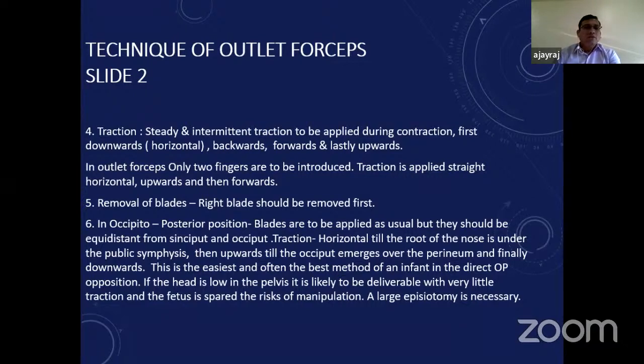Removal of blade. The right blade should be removed first. In occipito-posterior position, blades are to be applied as usual, but they should be equidistant from sinciput and occiput. That is the difference. Traction: horizontal until the root of the nose is under the pubic symphysis, then upwards till the occiput emerges over the perineum, and finally downwards.